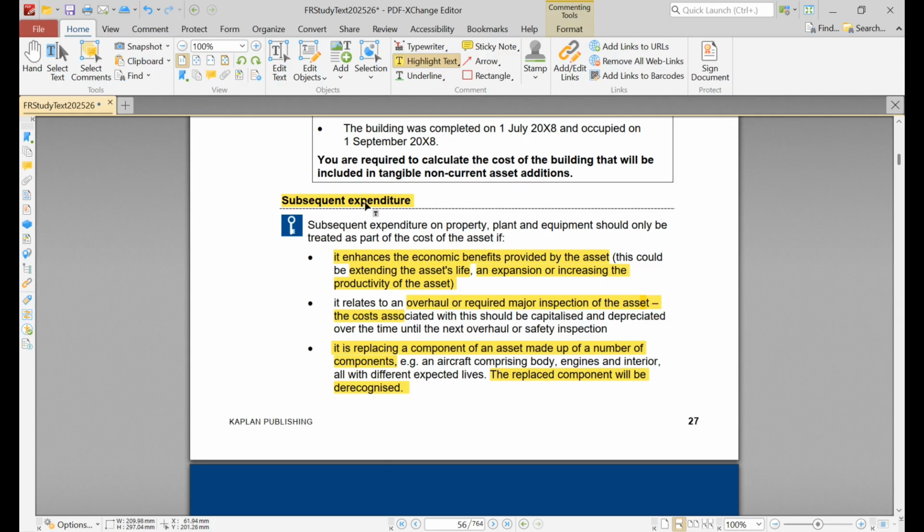So a subsequent expenditure can be capitalized if it is enhancing the economic benefits, or in short, it is increasing the asset's productivity. Second, it is an overall or a safety inspection cost. And third, it is a replacement of a component.